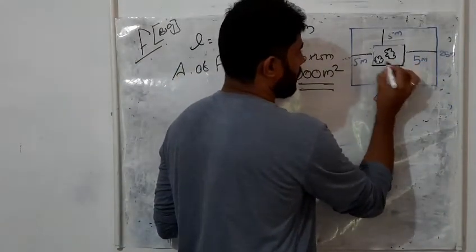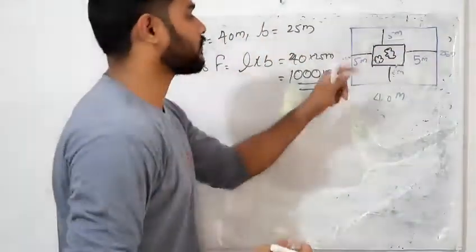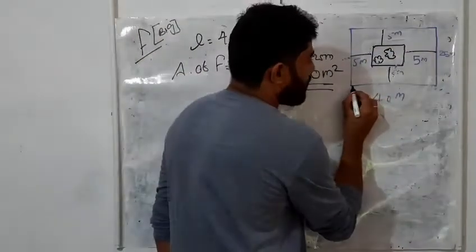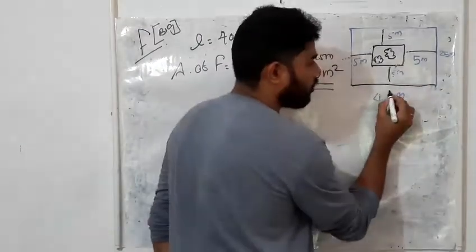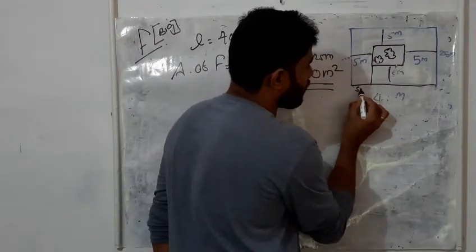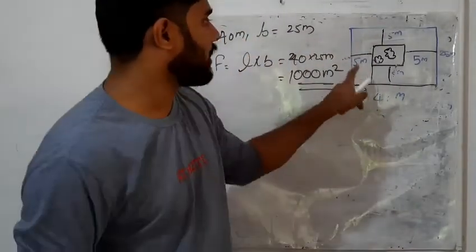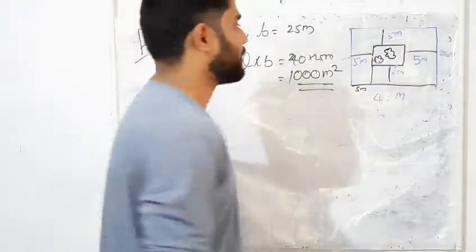You can see this is the flower bud. We don't know the length and breadth of this flower bud, but we know from here to here it is 40 in this question. But from here to here this is 5 meter because this is the path. Understood? So if from here to here is 5 meter, then from here to here also 5 meter.